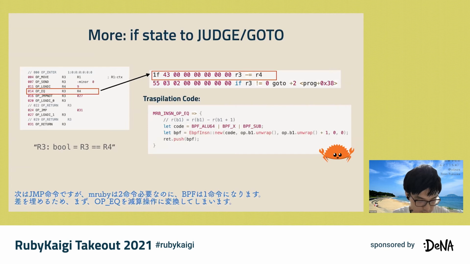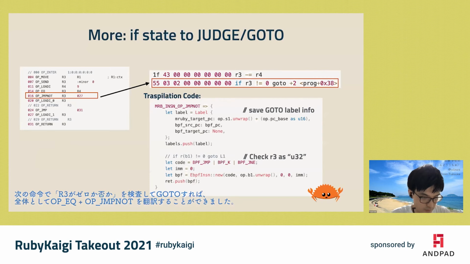One more thing is that the strategy of jump instructions is quite different between BPF and MRuby. In BPF, just one instruction is used to determine a jump, but in MRuby, 2 instructions are required. So in this example, OP_EQ compares R3 with R4 and stores the resulting bool in R3. OP_JMPNOT will jump if R3 is false. To translate it as directly as possible, OP_EQ is converted to an ALU instruction with a sub operation. The next line, OP_JMPNOT, judges that the value of Rx is not 0, and consequently judges that the 2 values do not match.